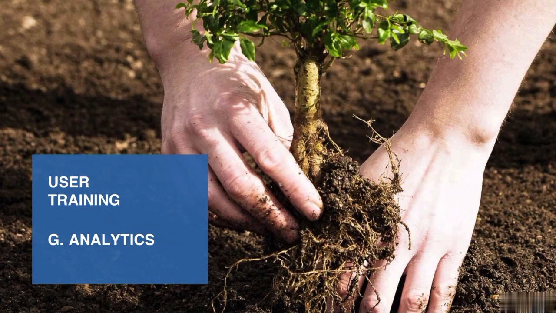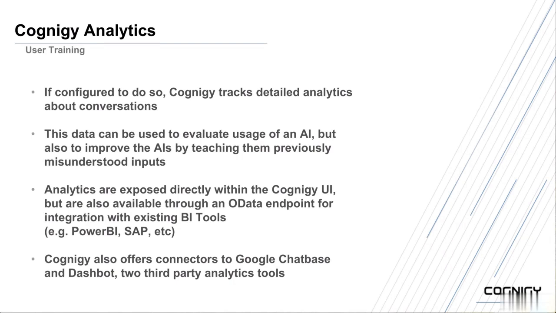Analytics. If configured to do so, Cognigy tracks detailed analytics about conversations. This data can be used to evaluate usage of an AI, but also to improve the AIs by teaching them previously misunderstood inputs. Analytics are exposed directly within the Cognigy UI, but are also available through an OData endpoint for integration with existing BI tools. Cognigy also offers connectors to Google Chatbot and Dashbot, two third-party analytics tools.